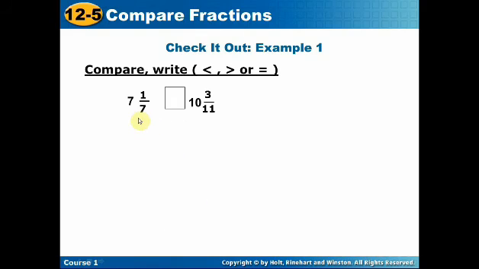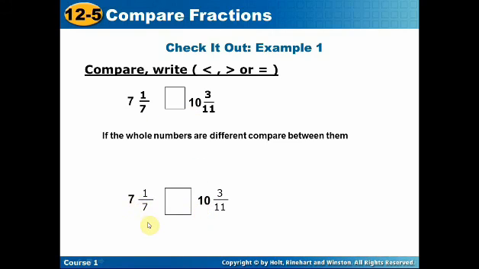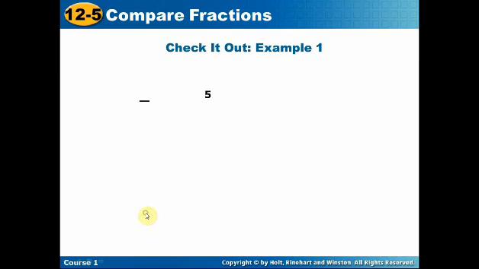Here also we have two mixed numbers, 7 and 1 over 7, 10 and 3 over 11. Also, the two whole numbers are different because 10 is more than 7, then 10 and 3 over 11 is more than 7 and 1 over 7.